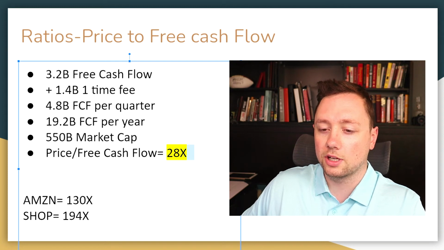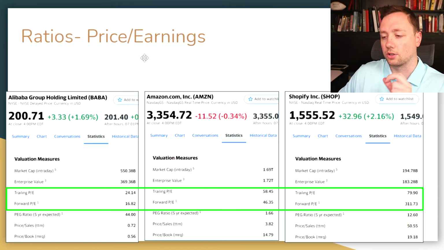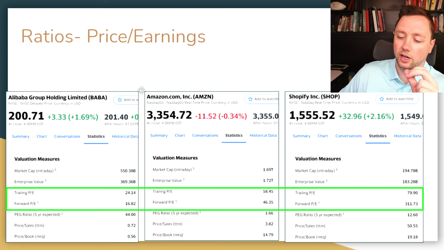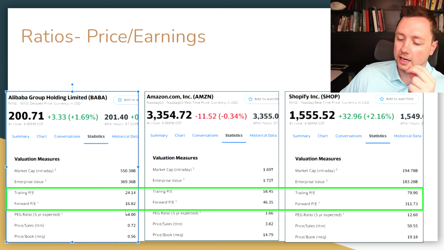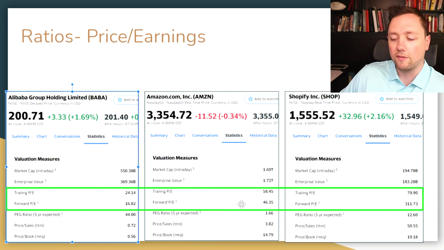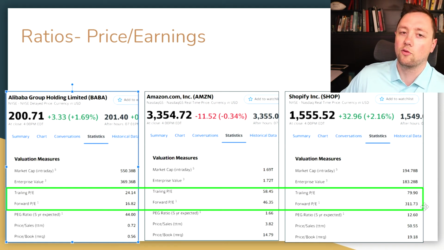Now, the next ratios that I want to look at are the price to earnings. And I just pulled these straight from Yahoo Finance because it was a little bit simpler to do the comparison. So here's Alibaba on the left, and you can see we have a trailing price to earnings of 24 and a forward price to earnings of 16.8. That is based on expectations. Now, if you compare those numbers to Amazon, Amazon is at least double or triple in both categories, and Shopify is at least 4 or 5x in both categories, including a 311 times forward price to earnings.